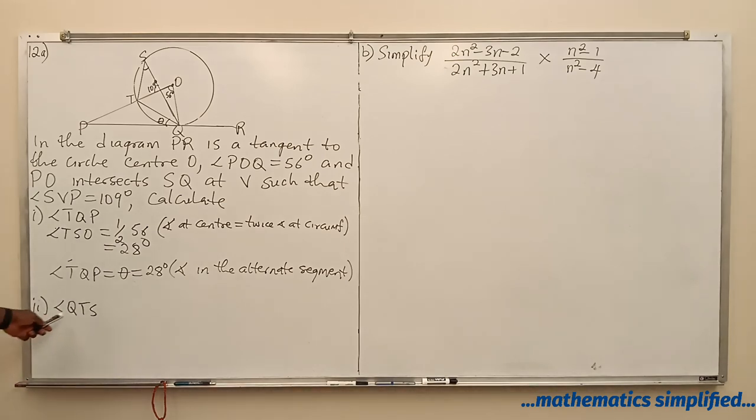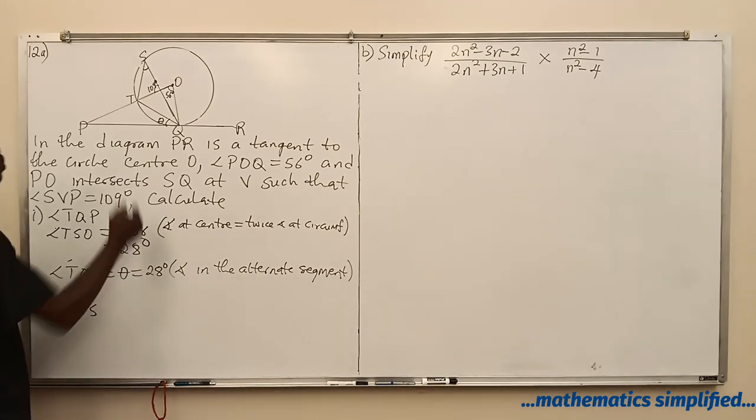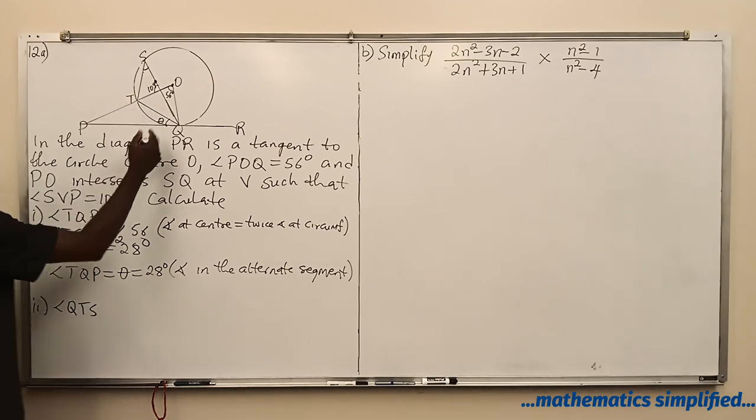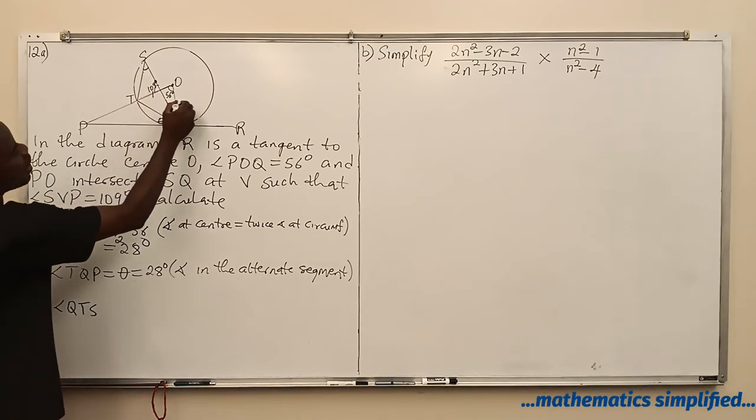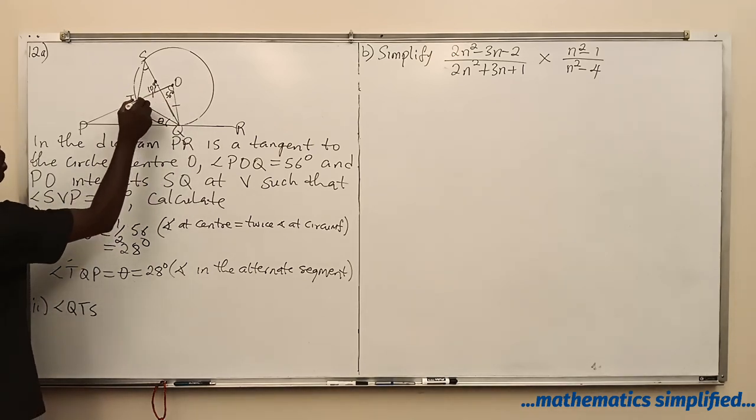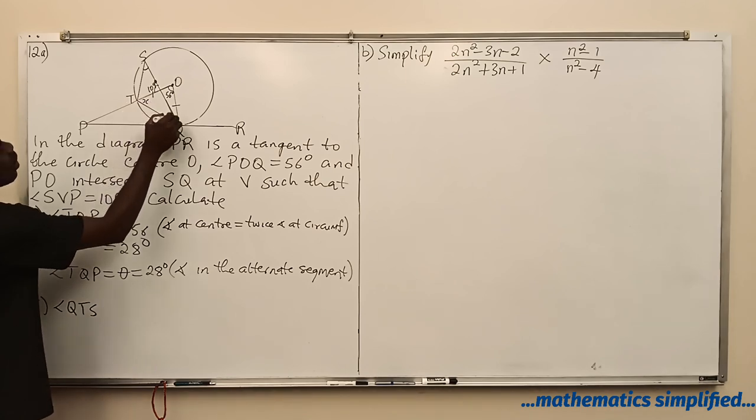II says, find angle QTS. Let's look for what this angle is first. Because this is a radius and this is a radius, these two angles are equal. So I can call here X and call here X, the whole of here, X.